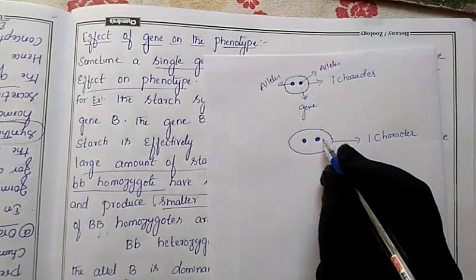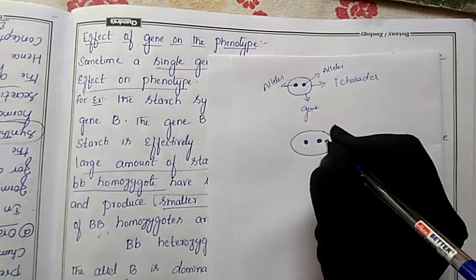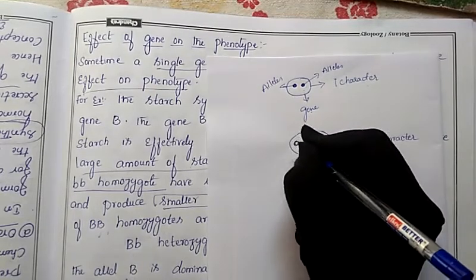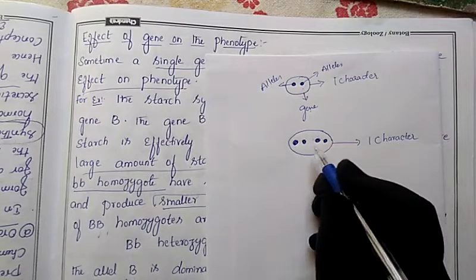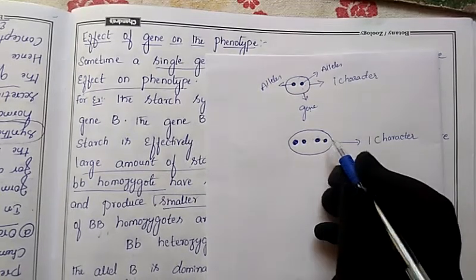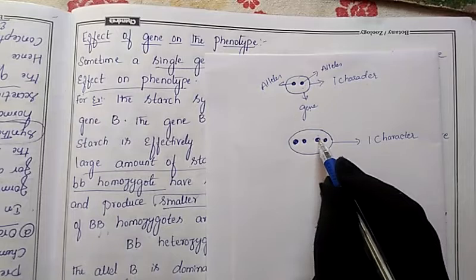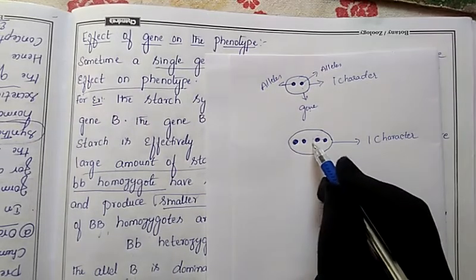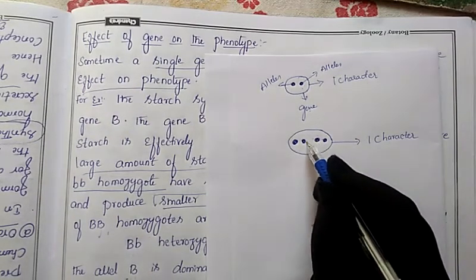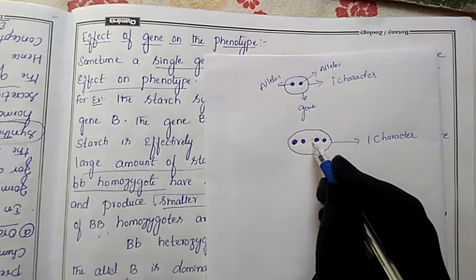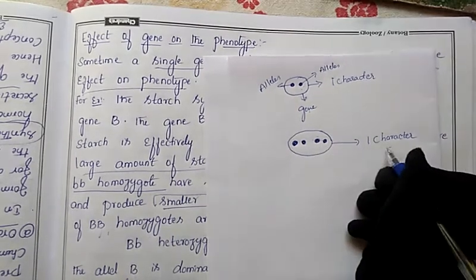Now, along with these two alleles, another allele has come and joined. It may be three or four, however many are present. More than two alleles combine together in the same locus, in the same place where they are sitting, and all of them perform the same character.